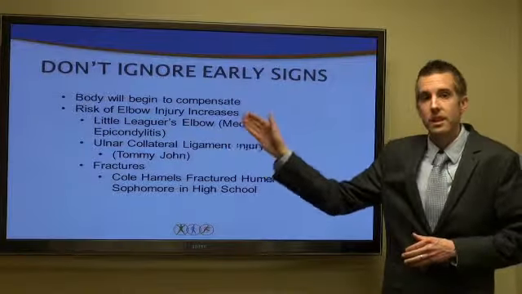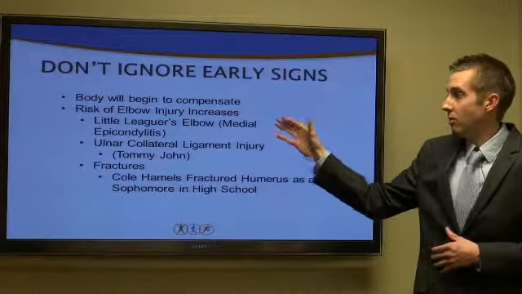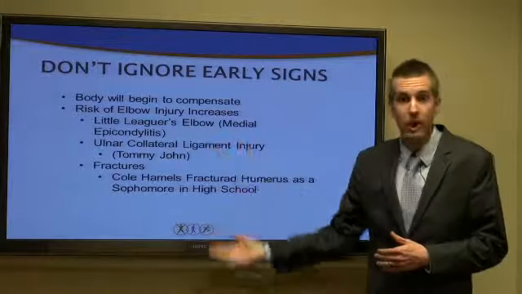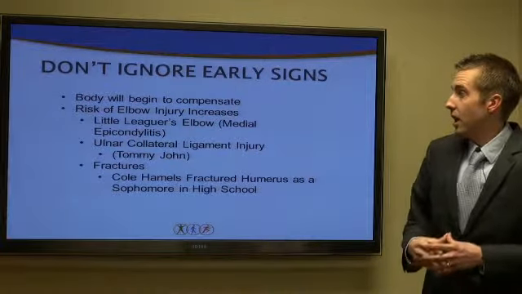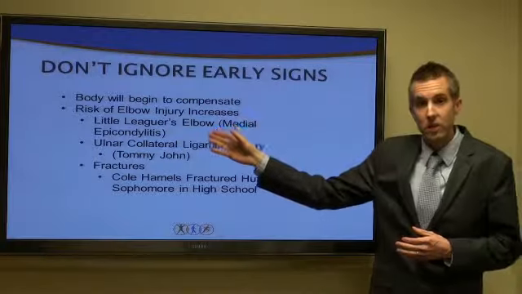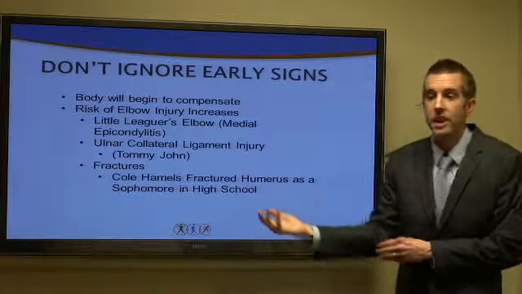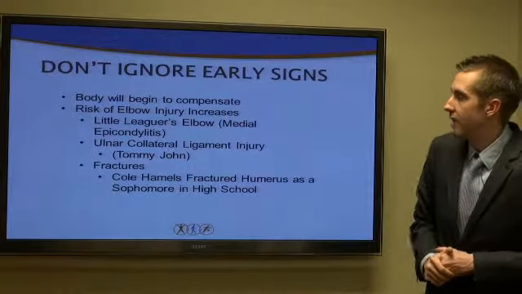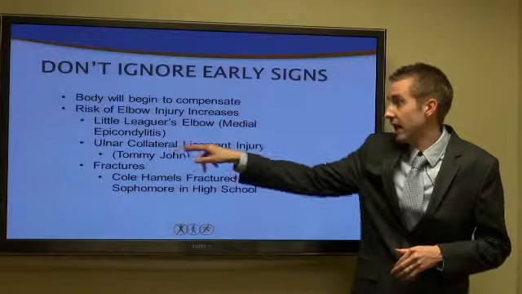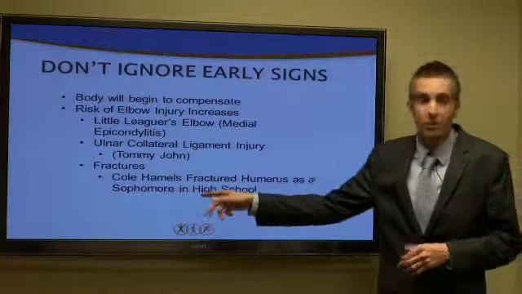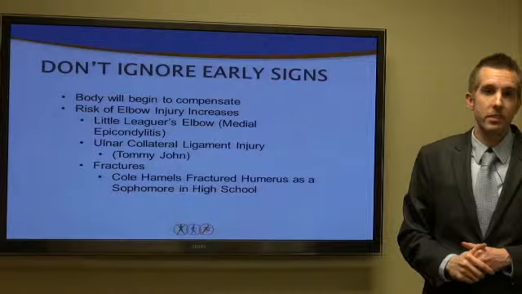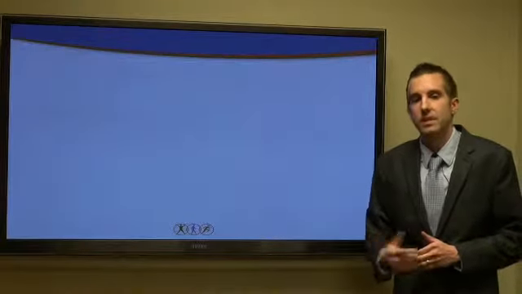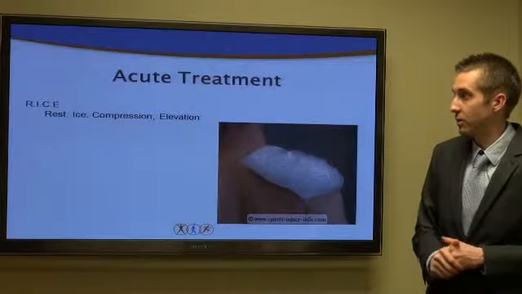What will happen is the shoulder will now be injured, but then you're also going to apply additional stress to your elbow or to other body parts. The most common is Little Leaguer's elbow, medial epicondylitis. It's inflammation there on the inner aspect of the elbow. Tommy John surgery is for a tear of the ulnar collateral ligament. And for those of you who may not be aware, Cole Hamels actually fractured his growth plate as a sophomore in high school while throwing. And I can almost guarantee there were some early signs and symptoms that he ignored to play.